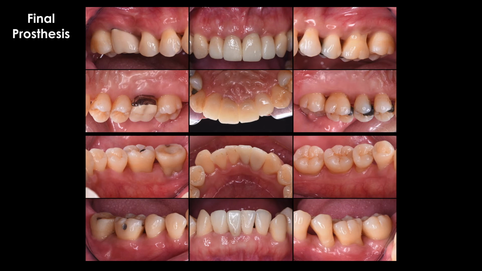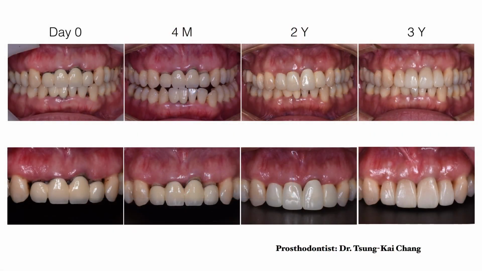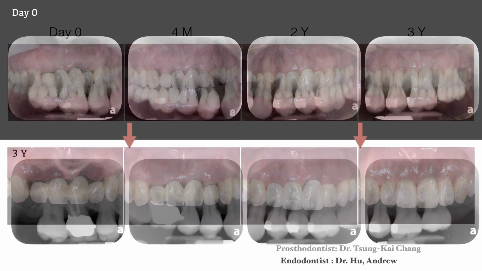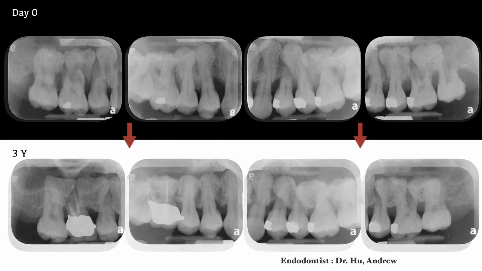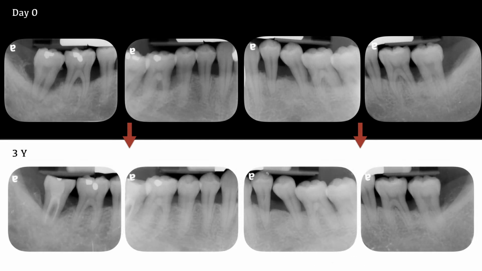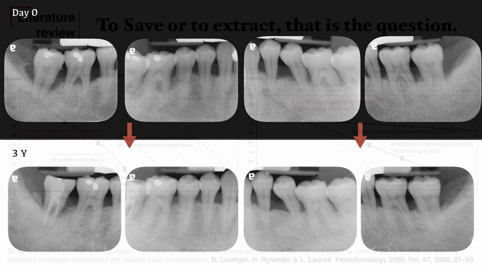A 3 to 6 months interval periodontal supportive treatment was then proposed to her. Follow-up to 3 years showed the stability of the treatment. At 3 years, we can see radiographic bone fill and increased density of the lamina dura. Same for the mandible, the regeneration result was stable at 3-year follow-up.